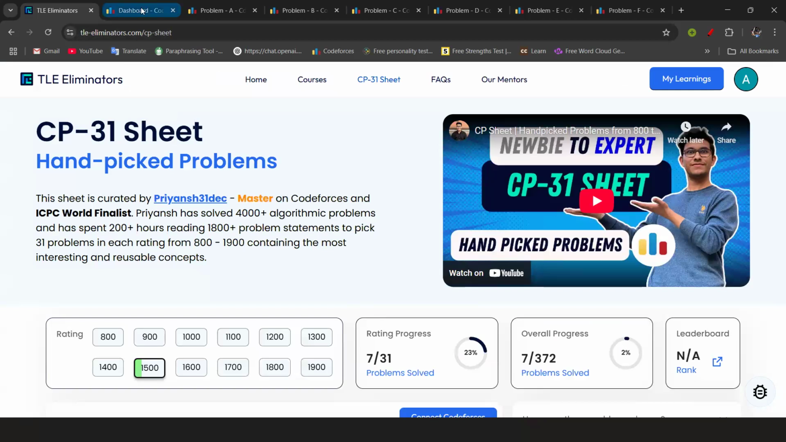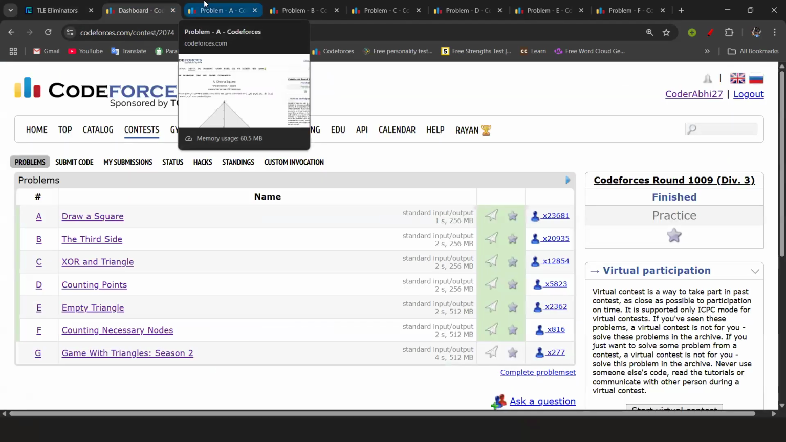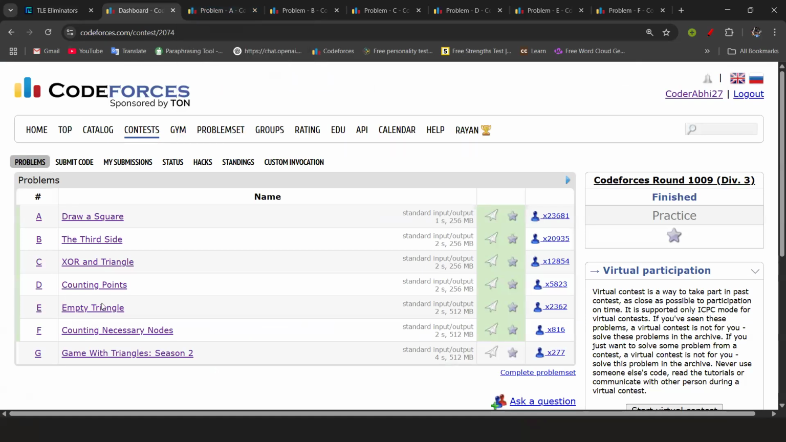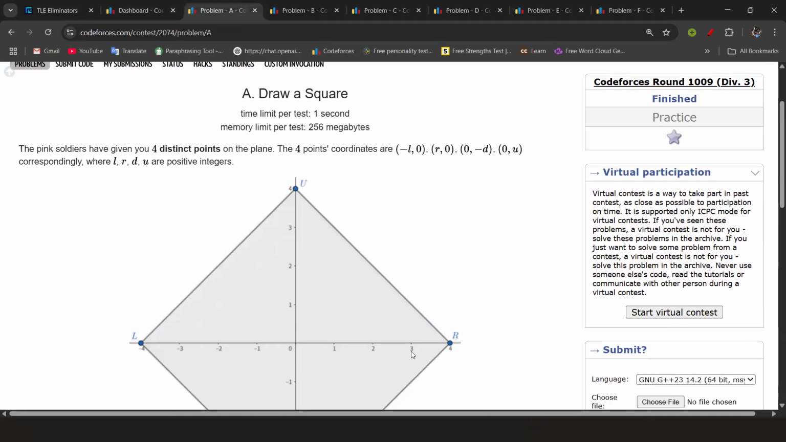Okay, so let's start with the PCD from today. Today we'll discuss the first 6 problems from the Div 3 contest. Let's start with the first problem, which is Draw a Square.